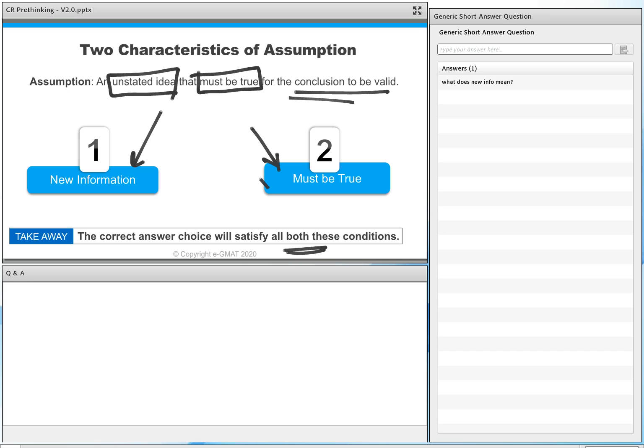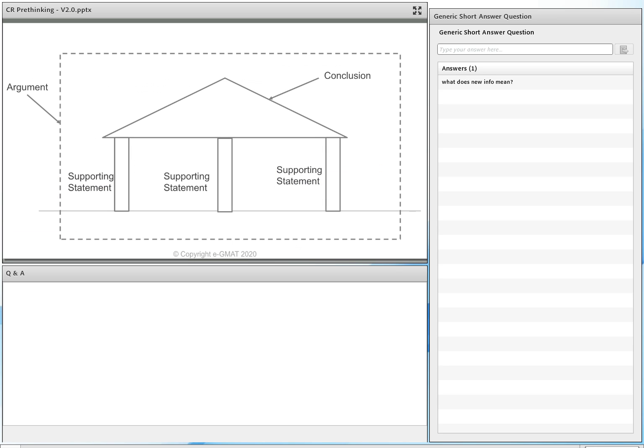What does new info mean? That's a great question. New information means that it provides information that you can't infer from the argument, or to be more precise, that you can't infer from the factual part of the argument. We'll see the last question that we do today. It'll have an answer choice which will satisfy this condition over here, but it won't satisfy this condition over here, or it would be information that you can infer from the argument. So hold on to that.